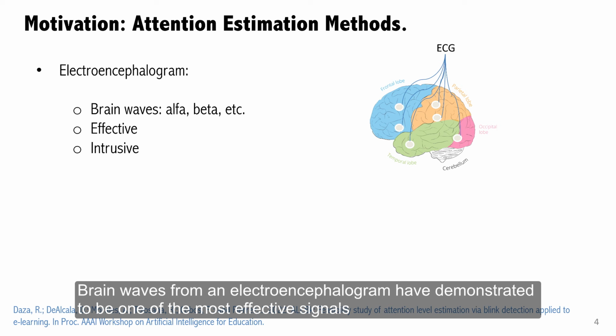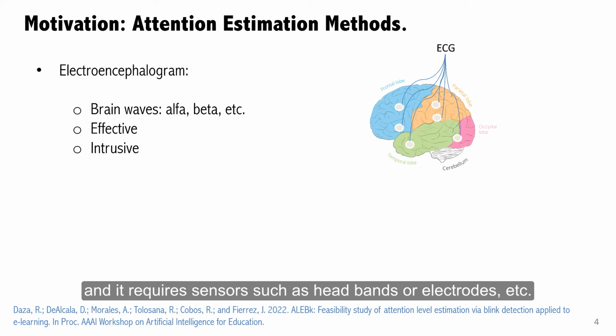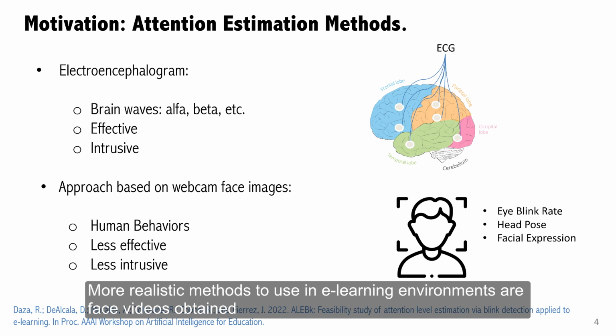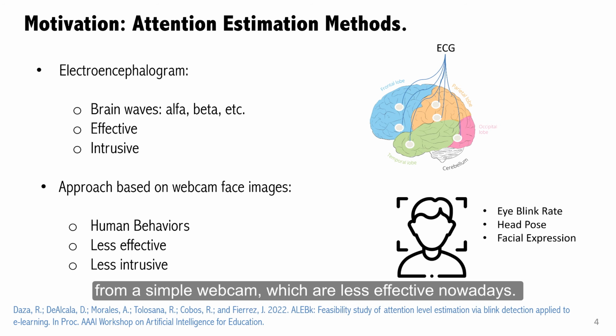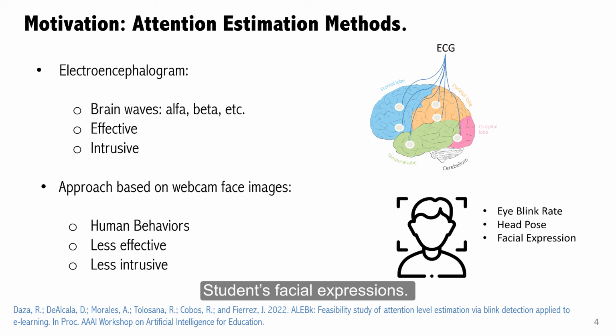Brain waves from an electroencephalogram have been demonstrated to be one of the most effective signals for attention level estimation. However, this method is very intrusive and it requires sensors such as headbands or electrodes. More realistic methods to use in e-learning environments are face videos obtained from a simple webcam, which are less effective nowadays.